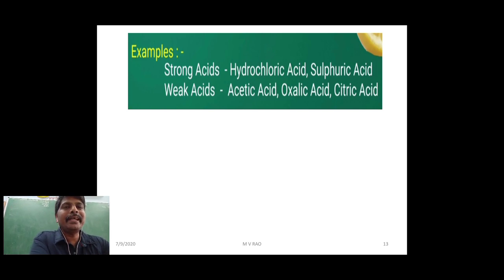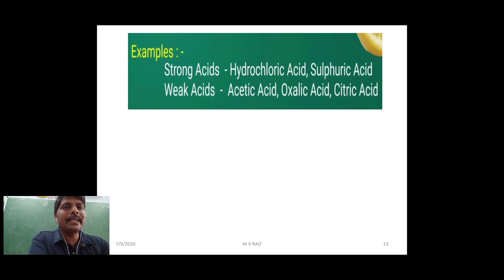In the same way, acids can be classified into another two types based on their strength: strong acids and weak acids. What is meant by strong acid? First of all, what is meant by an acid? Acid is a substance which gives H plus ion in water. Strong acid means an acid which gives more number of H plus ions in water.